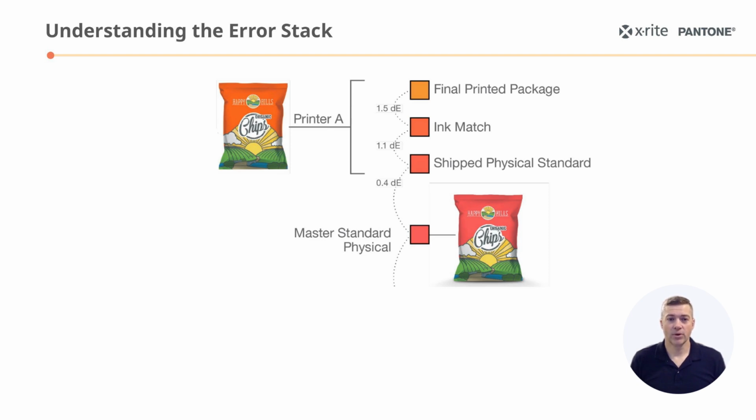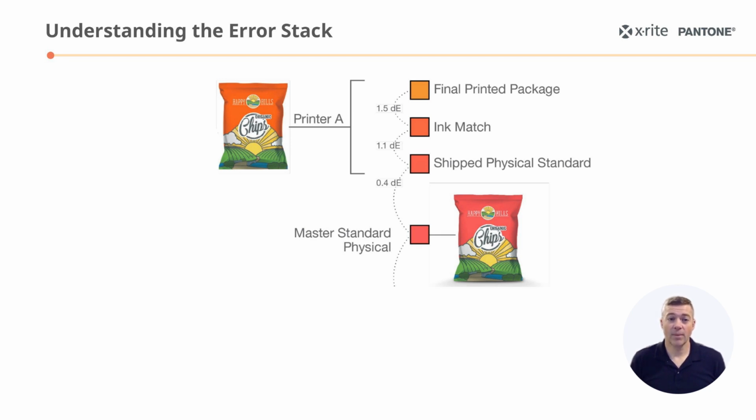A brand creates a vibrant new chip bag design and approves a master physical standard that perfectly captures their vision. However, when physical print guides are made for distribution, each one varies slightly. These physical print guides are then sent to multiple suppliers for manufacturing, and each supplier receives a version that differs slightly from the original master physical standard. At Supplier A, shown at the top, the physical reproduction of the standard they received has a delta E of 0.4. Their ink room measures it and formulates a matching ink, achieving a delta E of 1.1, and sets this as the new production standard.